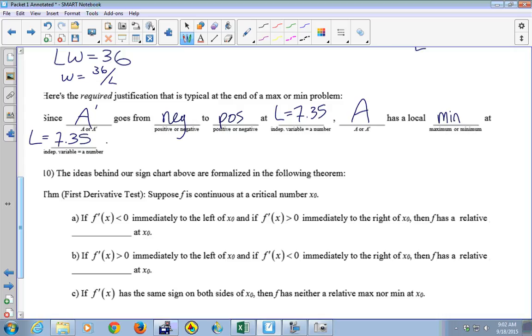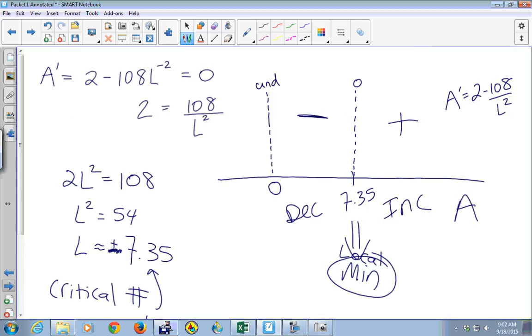So we got all of this information from the sign chart. Right? A prime went from negative to positive. That told me that my function A has a local minimum at the x value of 7.35, the L value.